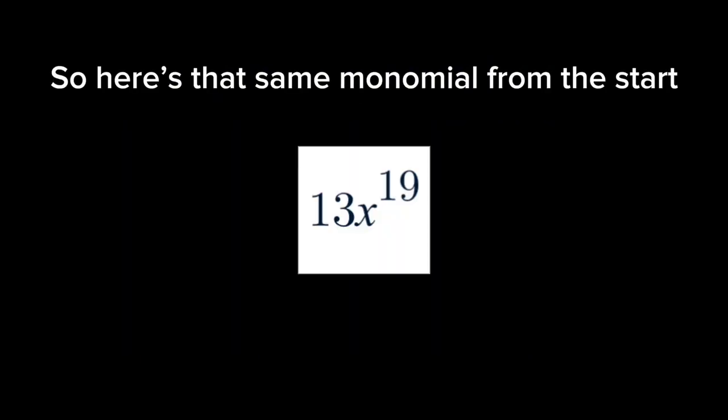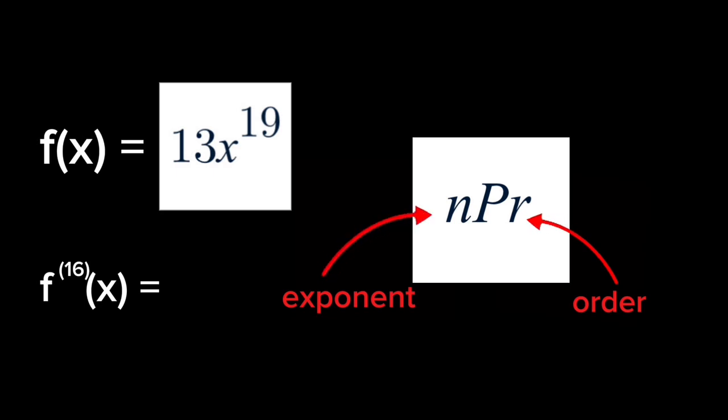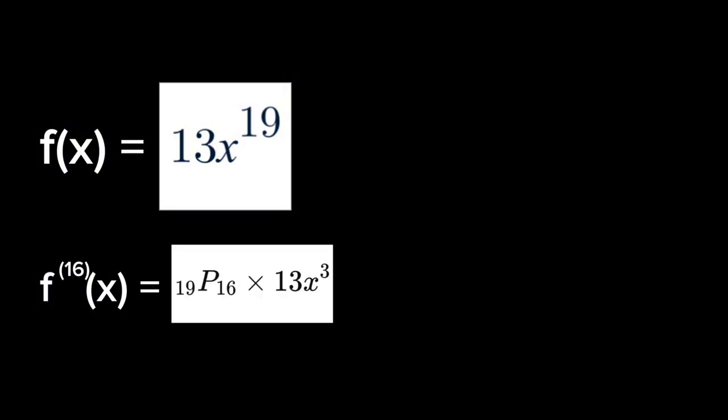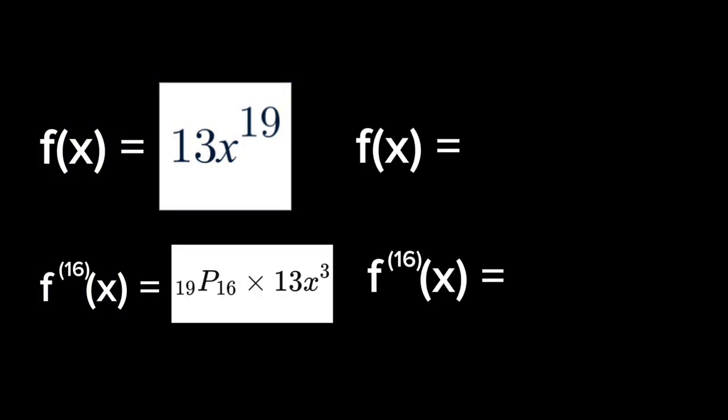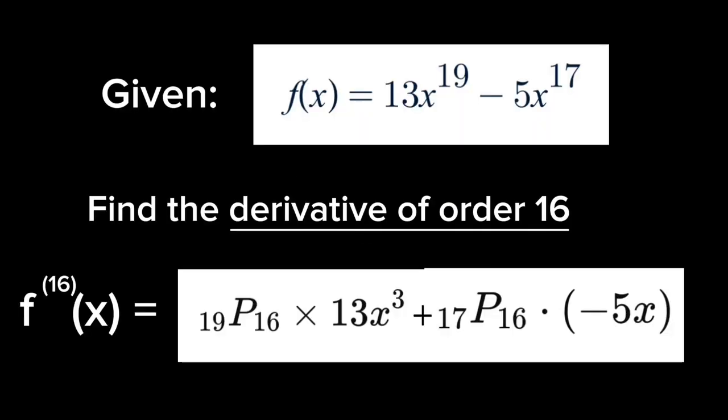So here's that same monomial from the start. n will be the exponent and r will be the order of the derivative. So the 16th order derivative of that monomial will end up being this. And then we can find the 16th order derivative of that other monomial too. So the answer to this problem was this.